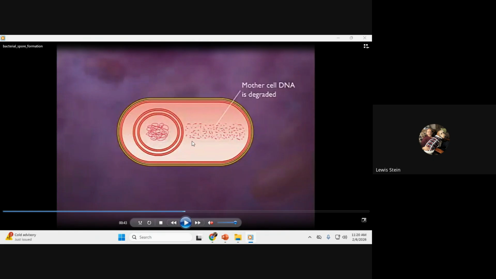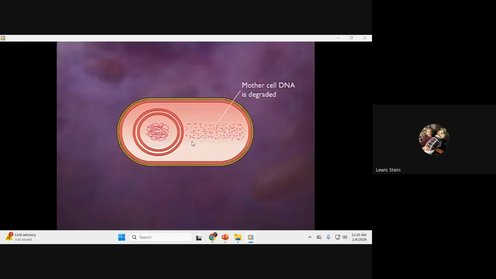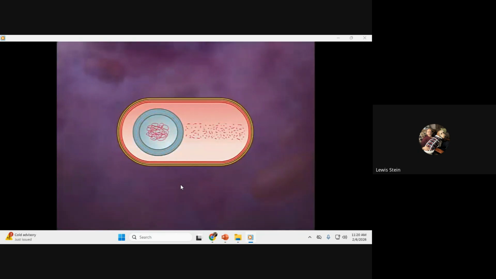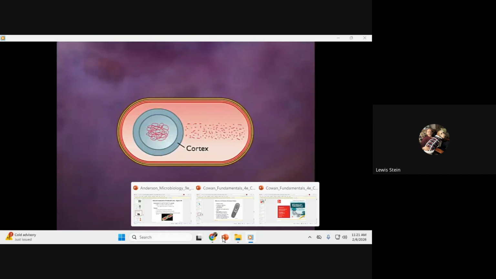Notice why it's not reproduction: the other DNA degrades. You don't have two new units. The DNA from one degrades. That leaves us, and it utilizes the membrane from the mother cell to create a double membrane, reinforcing it, if you will, and allows peptidoglycan to form. They're all gram positives. And that forms something we call, as it firms up, the cortex.